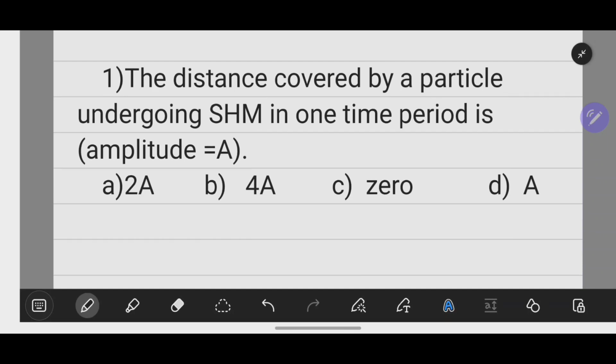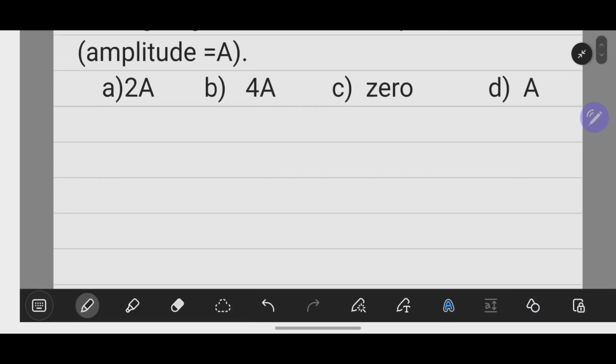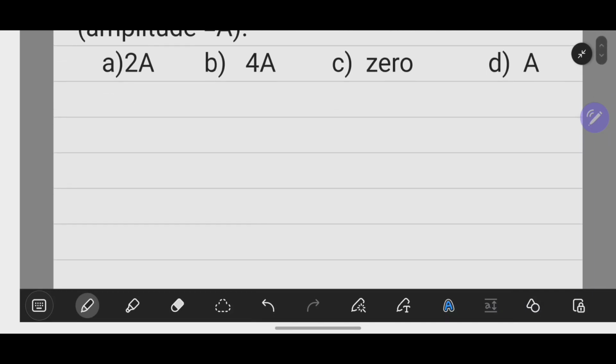The distance covered by a particle undergoing simple harmonic motion in one time period is, in bracket, amplitude is equal to A. Option A is 2A, B is 4A, C is 0, and D is A. Let us explain how much is the distance and what is the answer. Distance covered by the particle performing simple harmonic motion is explained using this diagram.